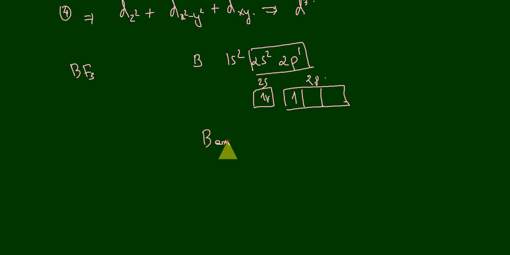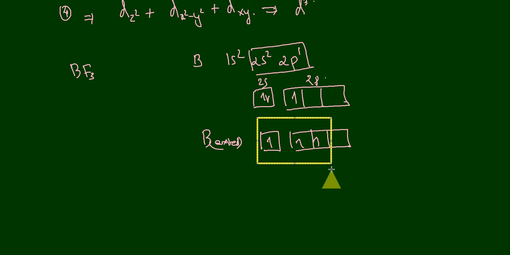Boron excited state. In the excited state, one of the 2s electrons will jump to the 2p orbital. So the configuration will be 2s1 and 2p2. And now one of the s orbitals and these 2p orbitals, which are half filled, will undergo hybridization. So the hybridization will be like this.